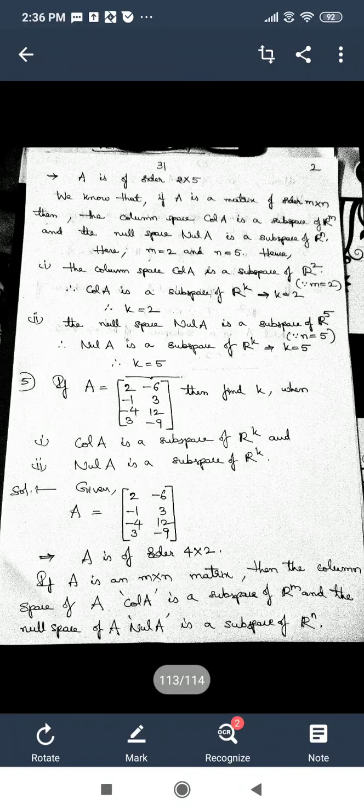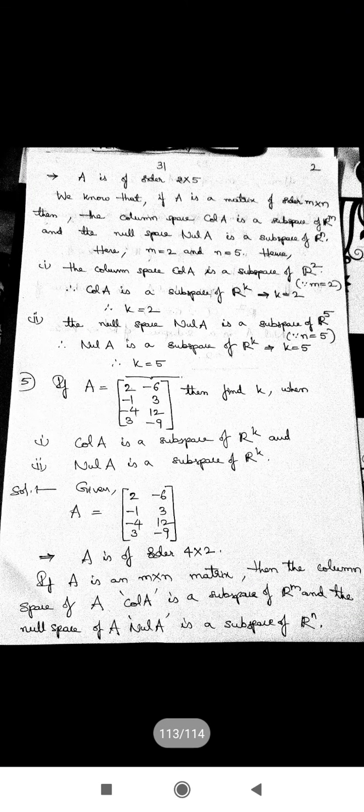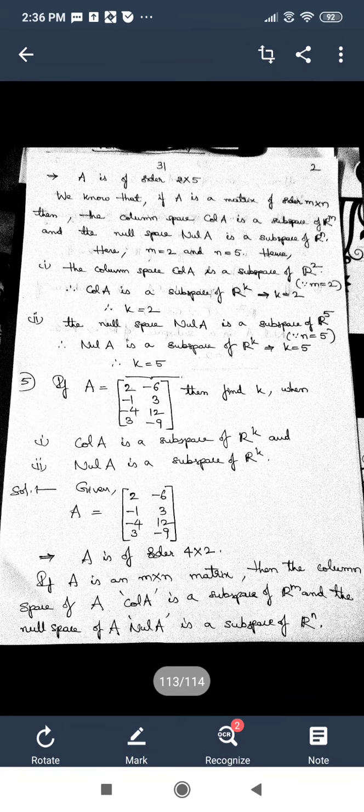Now moving on to the next problem. If capital A is equal to, there are 2 columns and 4 rows, and if I read row-wise, the matrix A is: 2, minus 6 is the first row; minus 1, 3 is the second row; minus 4, 12 is the third row; 3, minus 9 is the fourth row. Then we are asked to find the value of k when column A is a subspace of Rk and null A is a subspace of Rk.